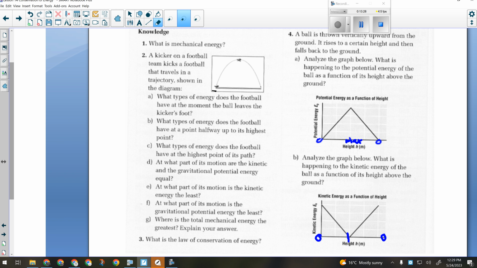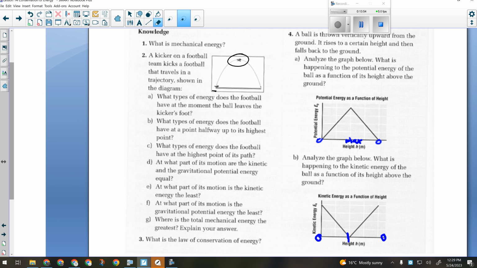No. Now once the kicker kicks it and it just leaves his foot, still kind of on the ground, but now it's off the kicker's foot. It's going really fast. What kind of energy does it have? Kinetic. No potential yet because it's effectively still on the ground. Now what about right here? What kind of energies or energy would it have there? Potential. It would have some potential.